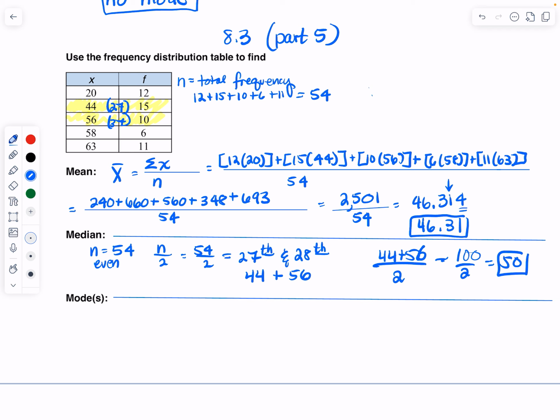Okay, now finally mode. Mode is the most frequently occurring. So we have to look at the frequency table here and find out what occurs the most. So the value is 44 because it occurs 15 times, which is the highest one. So the mode is 44, with a frequency of 15. What occurs the most, right?